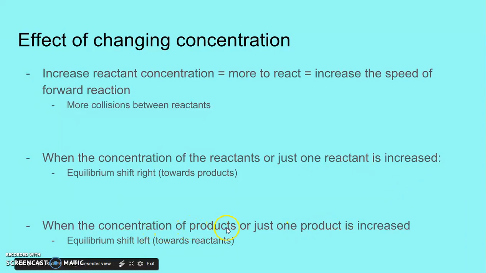If I were to increase the concentration of the products, or one of the products, if I were to add more to that closed system, the equilibrium is then going to shift left. It's going to shift back towards the reactants. So you have to think of it in terms of the opposite. If I do something, what is the effect going to be? It's the opposite of whatever I did. If I added reactants, it's going to favor products. If I added products, it's going to favor reactants.